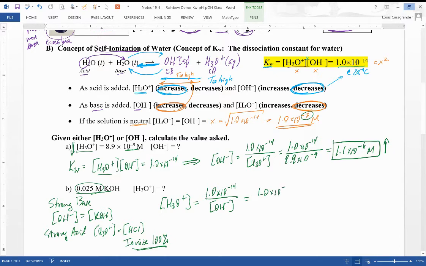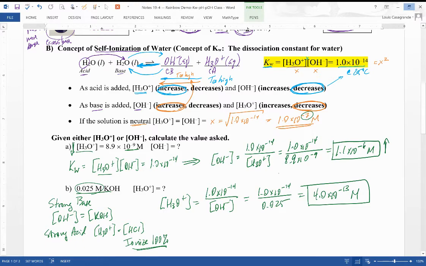1.0 times 10 to the minus 14 divided by 0.025. Notice 0.025 is a lot bigger than 10 to the minus 7. So this number for the hydronium concentration is going to be a lot smaller. And in fact, it's 4.0 times 10 to the minus 13 molar of the hydronium ion concentration. So that's an easy kind of calculation to do.